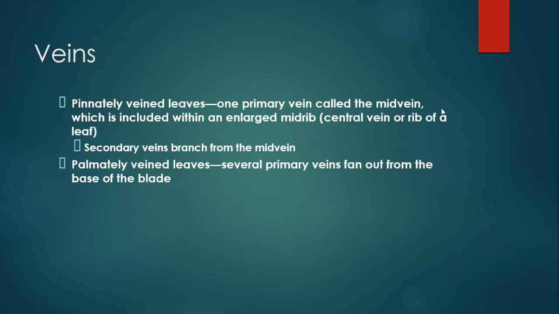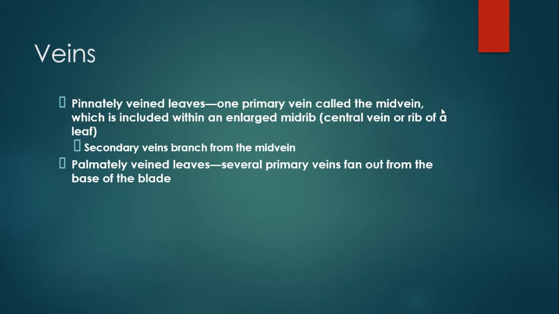Veins. Similar to how leaves are, there are different ways that veins can form. We have pinnately veined leaves. This is one primary vein called the midvein, which is included within an enlarged midrib. So there's a central vein, and then you're going to have little veins coming off of that main vein. Secondary veins are going to branch from that midvein.